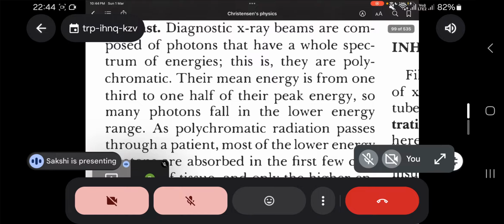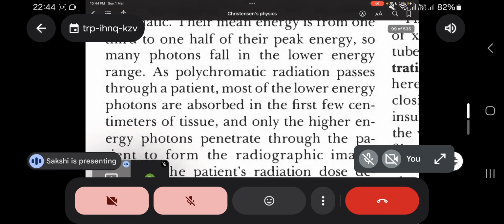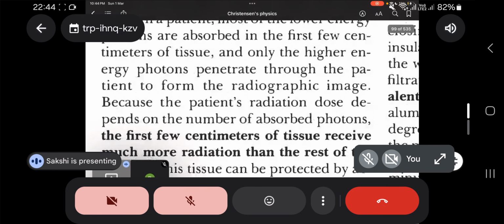Obviously many photons fall in the lower range, and what do we have? We have polychromatic radiation, right? That passes through the patient. In that polychromatic radiation, many will be lower energy, which will be absorbed in the filtration itself if we are using filtration. If we are not using it, obviously they get absorbed in the patient's skin and increase the patient radiation dose. So only the higher energy photons penetrate through the patient, that we already know.